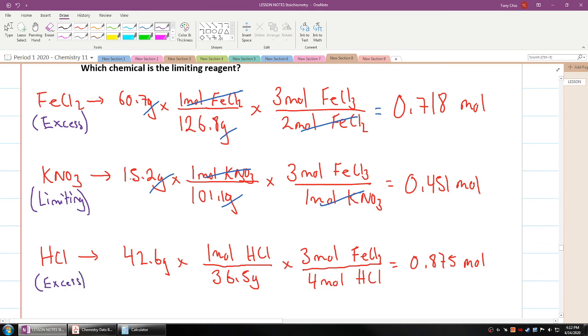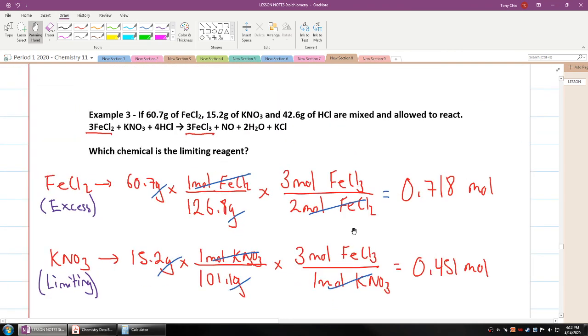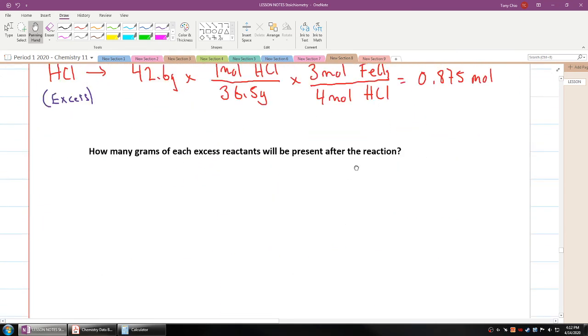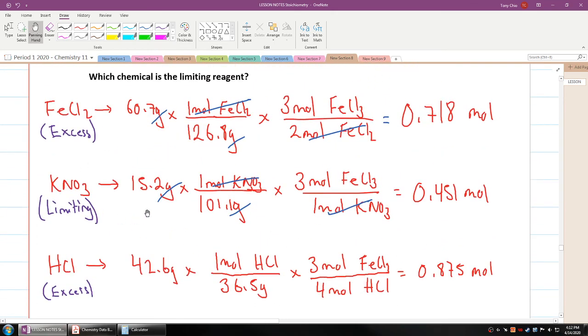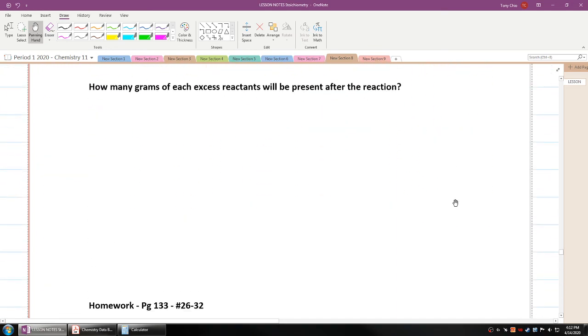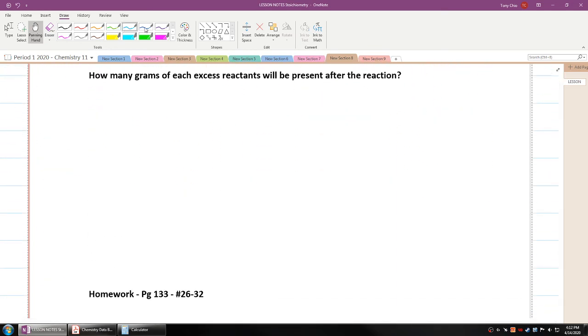So your 15.2 grams, the moment 15.2 grams of KNO3 is used up, this reaction will stop because you'll form this much product. So that is how you find limiting. How would you find how many grams of excess will be present after reaction? Well, it's the same as previously. You're going to take your grams of what you have limiting and convert to mass of what is used up. So you started with 15.2 grams of KNO3. You now got to convert to the mass of FeCl2 and HCl.